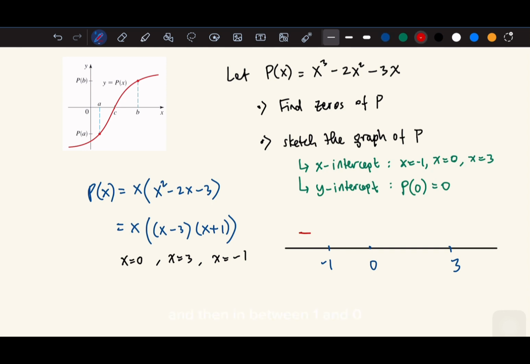And then in between negative 1 and 0, maybe negative 1 over 2 or 1 over 3 is okay. It doesn't matter what the value itself is. The important thing is the signs. Okay? So negative 1 over 2 is negative. Negative times negative will be positive. Right? Be careful.